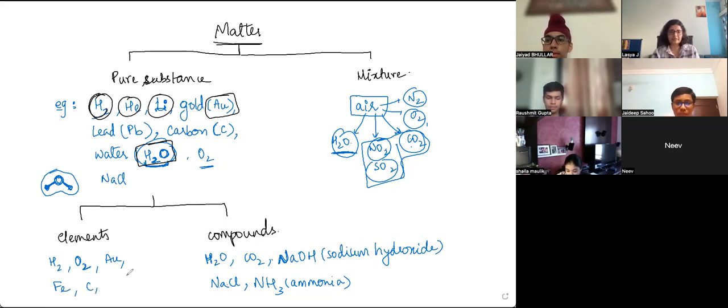Carbon is one element. Lithium, which was mentioned earlier, apart from that. Nitrogen.